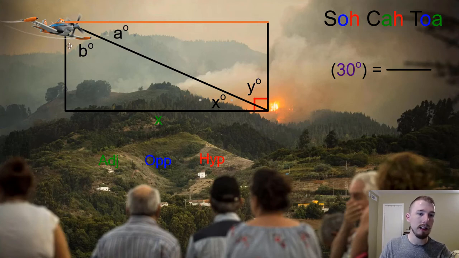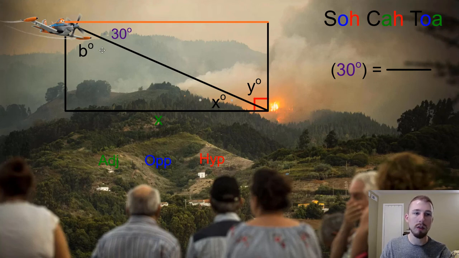All right, so let's say Dusty Crophopper is flying and he looks down to the fire and he wants to figure out how far away he is from the fire. If you look at the point directly below Dusty Crophopper all the way to the fire, that's this distance X that we want to solve for. One thing that he can do is look and see what his angle of depression is. So if he's looking down, this angle A, let's say it's 30 degrees. So he has a 30-degree angle of depression, all right?